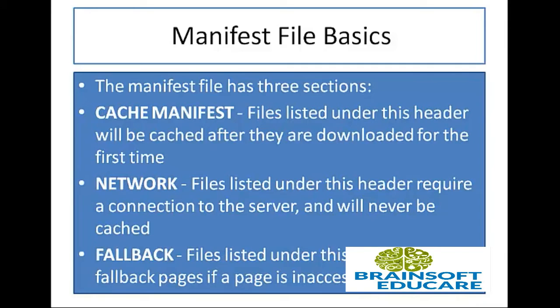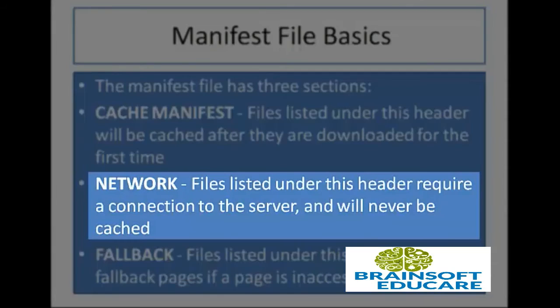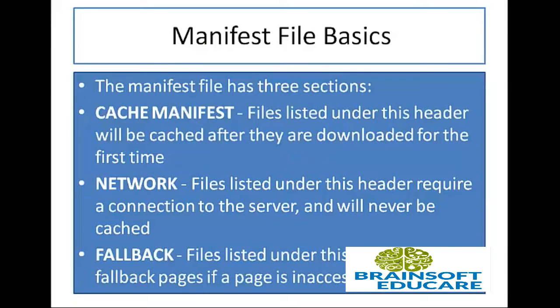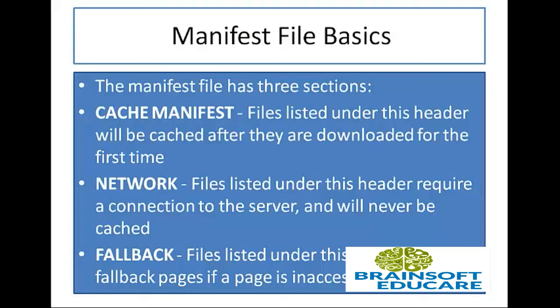So the manifest file has three sections. First is cache manifest. Files listed under this header will be cached after they are downloaded for the first time, so they persist. Other is network. Files listed under this header require a connection to the server and will never be cached. Registration and login files fall into this category. The last one is fallback. Files listed under this header specify fallback pages if a page is not accessible, that is, when we are offline.